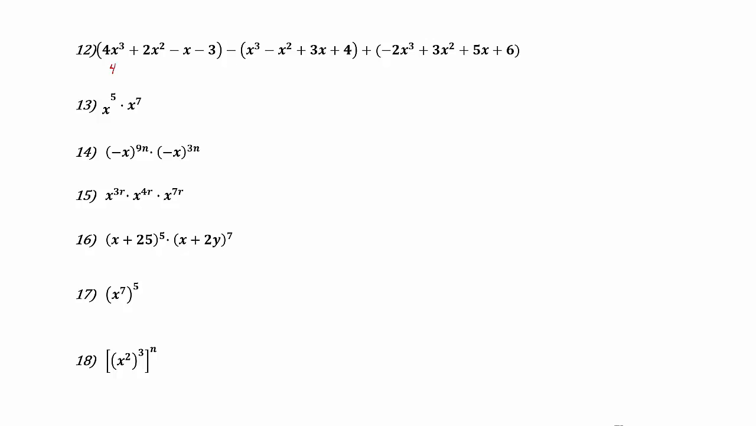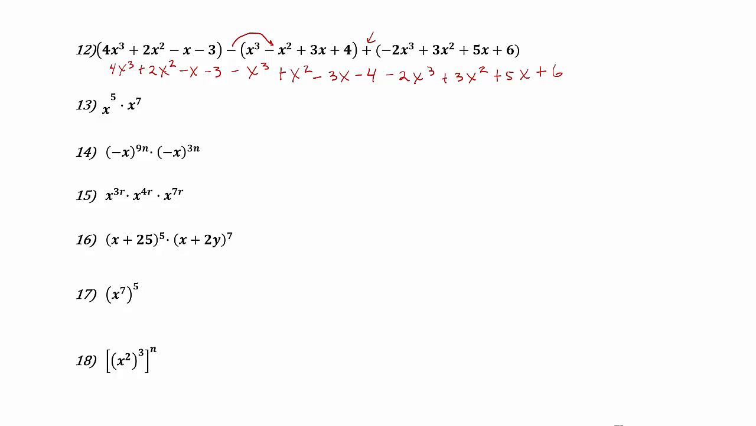So I'm going to rewrite this as 4x cubed plus 2x squared minus x minus 3 minus x cubed plus x squared, because this negative sign changes every sign that's in the parentheses, minus 3x minus 4 minus 2x cubed. This plus sign doesn't change the sign of anything in the parentheses, so you don't need these parentheses. But we do have a minus 2x cubed here, plus 3x squared, plus 5x, plus 6. I just did that, so now we don't have any parentheses. We don't have to worry about distributing a negative sign through the parentheses.